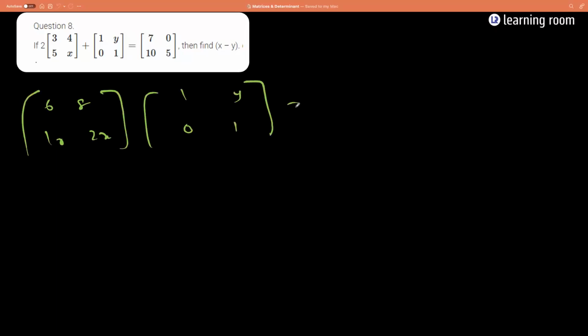We can go a little faster. This is similar to the second problem that we did. 6, 8, 10, 2x, 1, y, 0, 1 is equal to 7, 0, 10, 5. So 6 plus 1 is 7. 8 plus y is 0, so y is minus 8. 2x plus 1 is 5, so 2x is equal to 4. x will be 2.